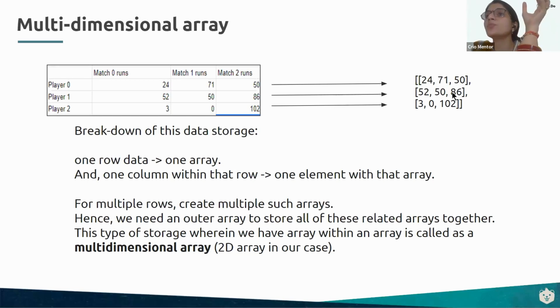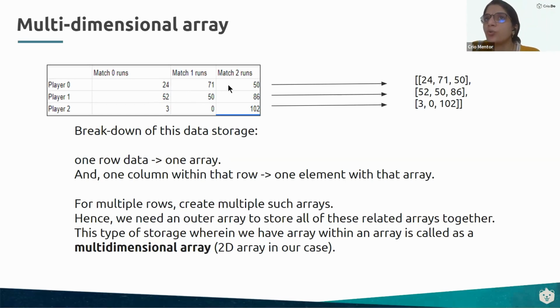Now understand how we are going to make it. All of us, please pay attention, right? Array inside an array. This is the first data I have, that for player 0, 24, 71, 50 are the runs. So I'm going to make one array for player 0. I'll make another array for player 1, and I'll make another array for player 2. But all these sub-arrays belong to one team itself. So I have to store all of them together. So I'm having one main array, and this array is going to hold all the sub-arrays inside it.